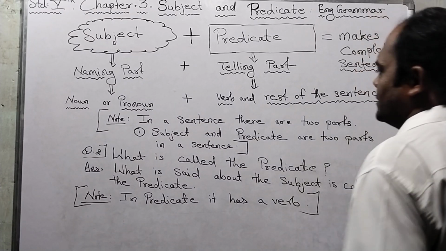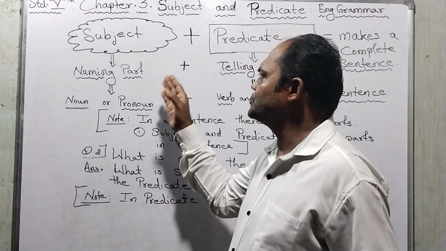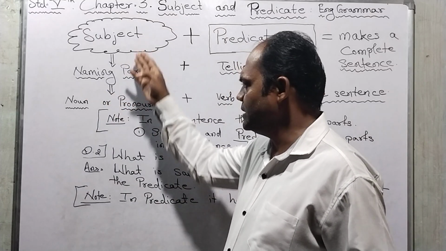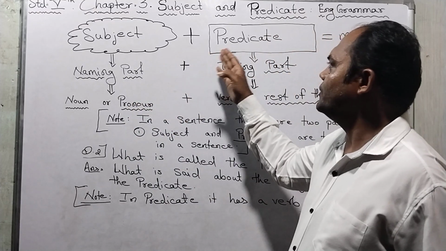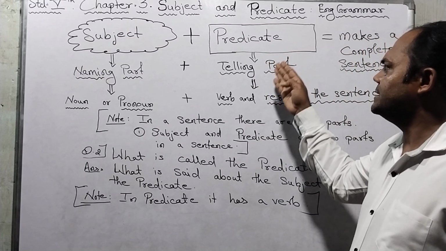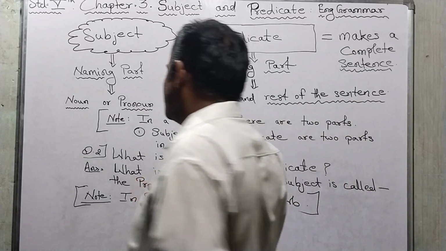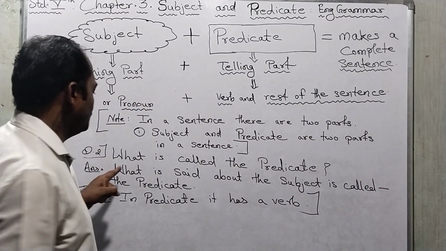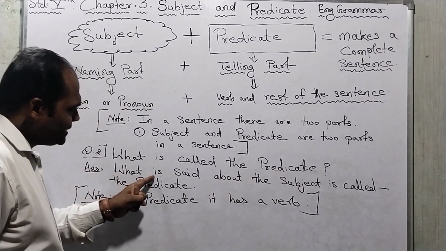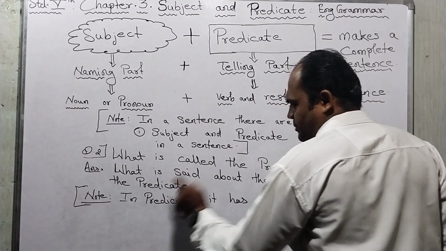So now students, we will go for the predicate. Before that we have understood what is subject, and in the subject naming part, noun or pronoun. Now we will understand the predicate. I've already told you that predicate is the telling part, verb and the rest of the sentence. So let's see the question. Question number 2. What is called the predicate? Answer: what is said about the subject is called the predicate.